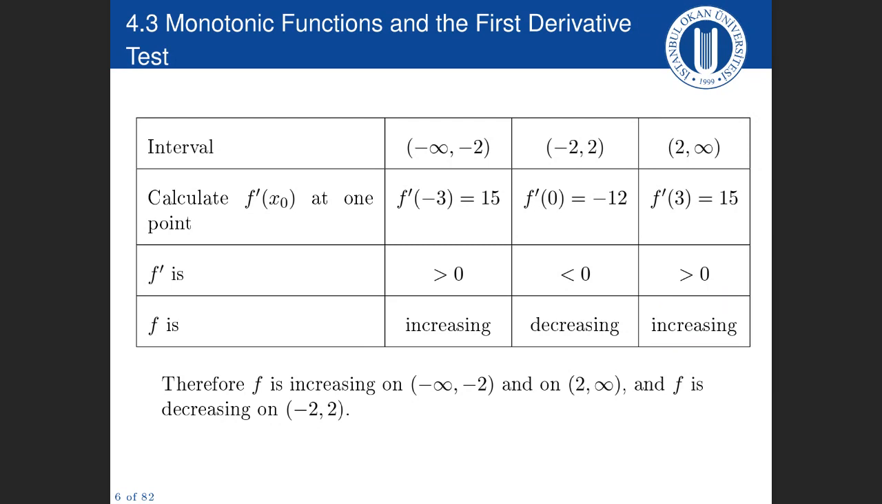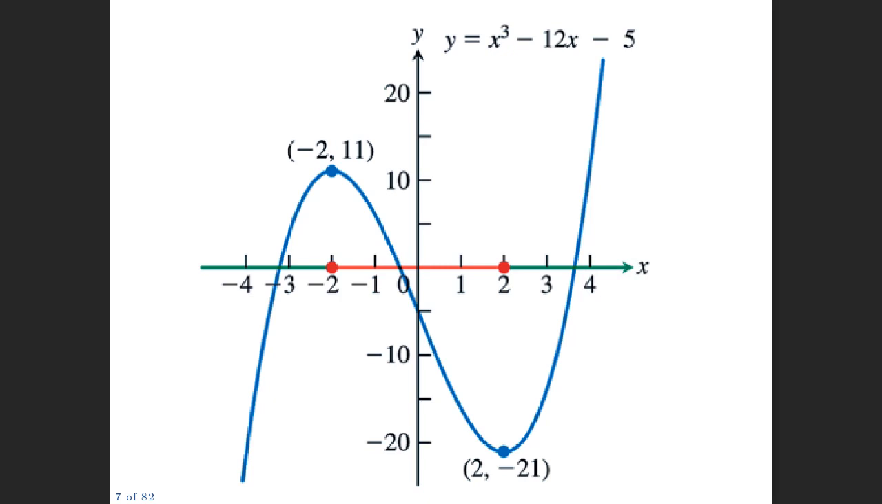So the conclusion is f is increasing on the interval from minus infinity to minus 2 and on the interval from 2 to infinity, and f is decreasing on the interval from minus 2 to 2. And I can show you a graph of this function. We can see that if x is less than minus 2, the function is increasing. And then the function is decreasing between minus 2 and 2. And then it's increasing again after 2.